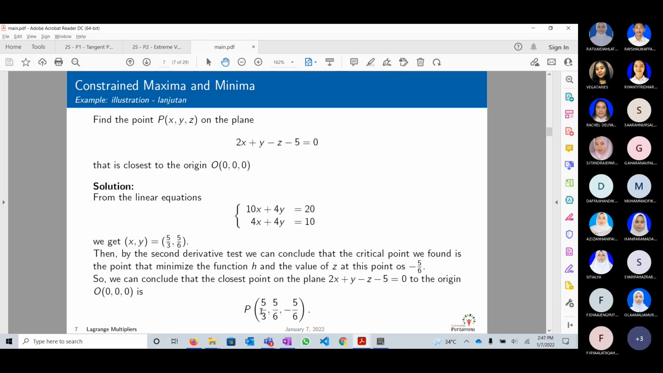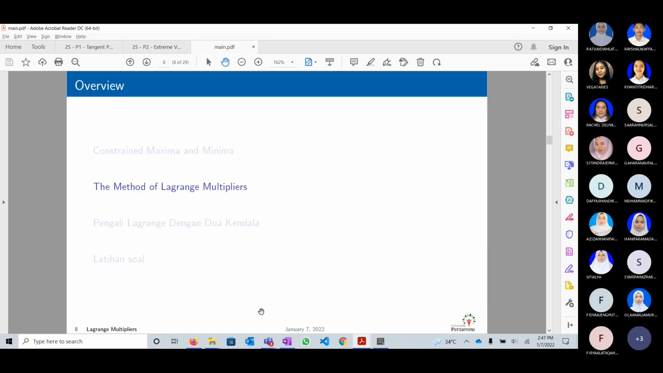Ini tadi cuman ilustrasi ya. So now we learn about what is actually the method of Lagrange multipliers.